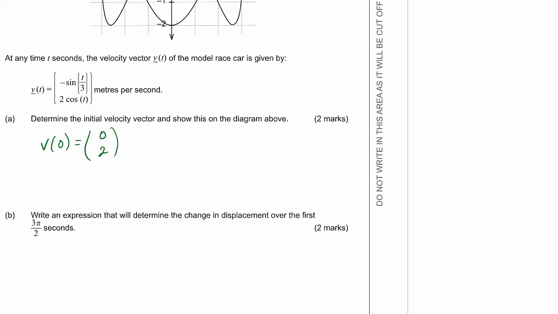Write an expression that will determine the change in displacement over the first 3 pi by 2 seconds. Now that's displacement, not distance, so we can do that by integrating the velocity, but not in modulus. In modulus gives us distance, not displacement, so that would just be 0 to 3 pi by 2.